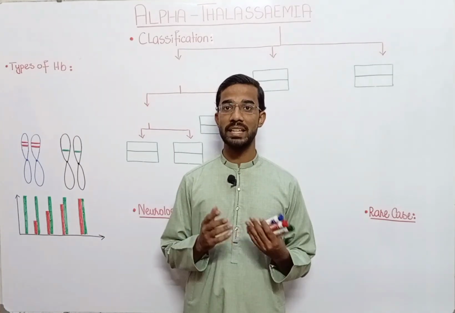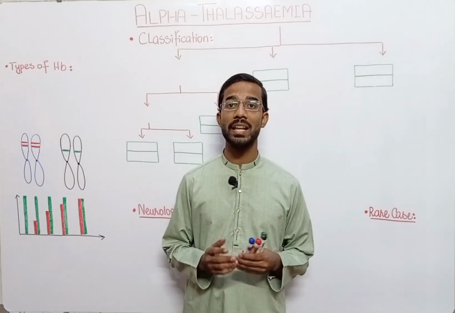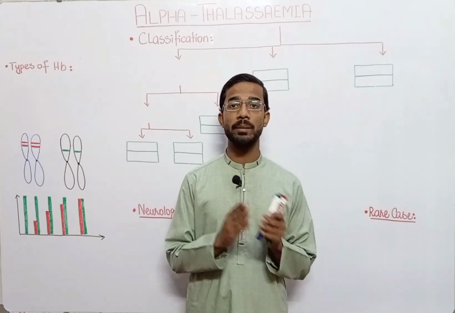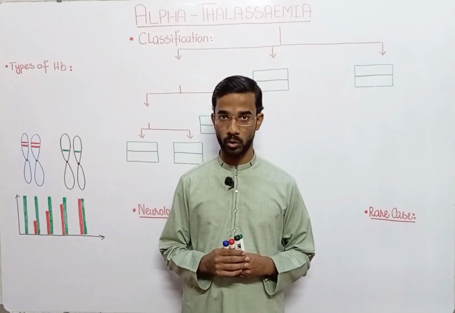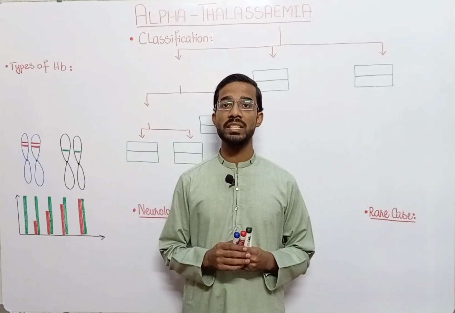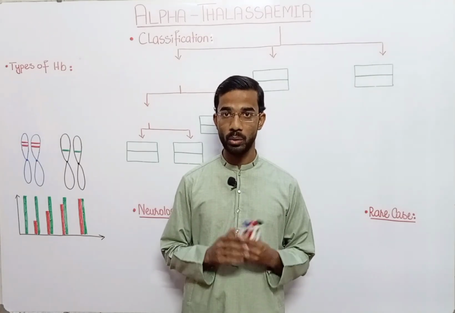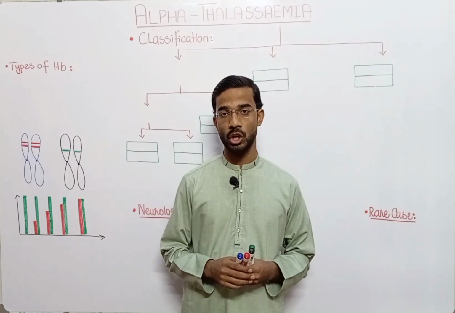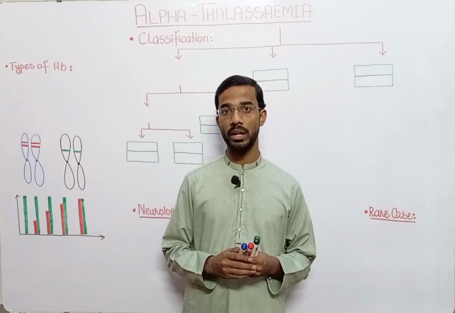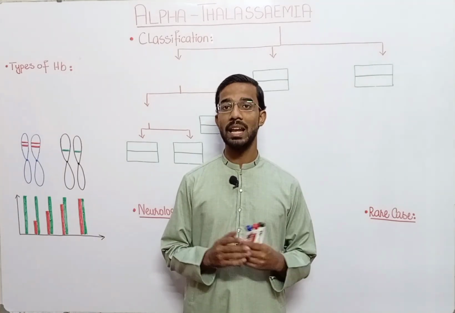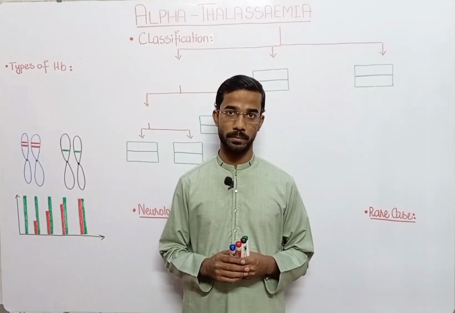Thalassemia is basically a disease in which there is an imbalance between the alpha and the beta globin chain of the hemoglobin. This disease was first discovered in people who lived near the Mediterranean Sea. On the basis of this, we called it thalassemia. Thala means sea and anemia means blood.